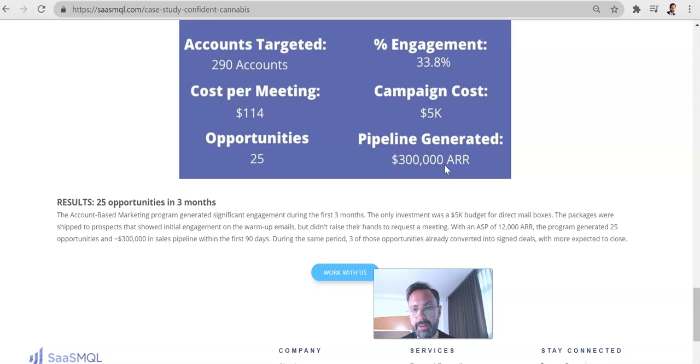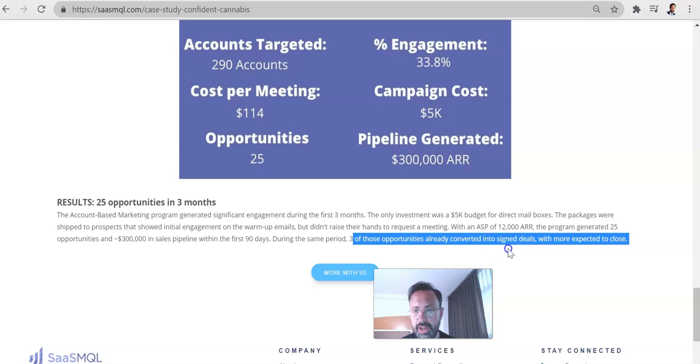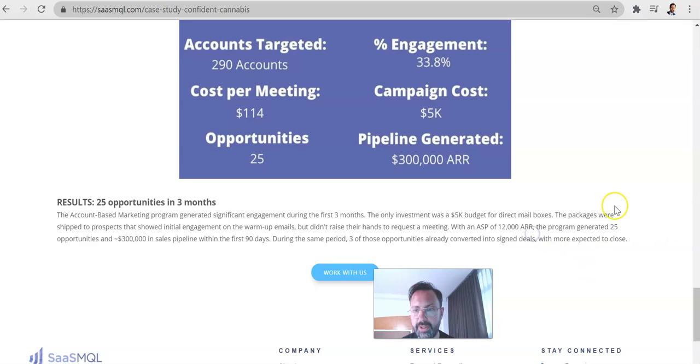Now, the close rate on that might be pretty low. It might be, say, 25%, but still, you're doing quite well for yourself from a return on investment perspective. And we can see here that the average selling price is $12,000 per year. And during the same period, 3 of the sales qualified opportunities already converted into signed deals.